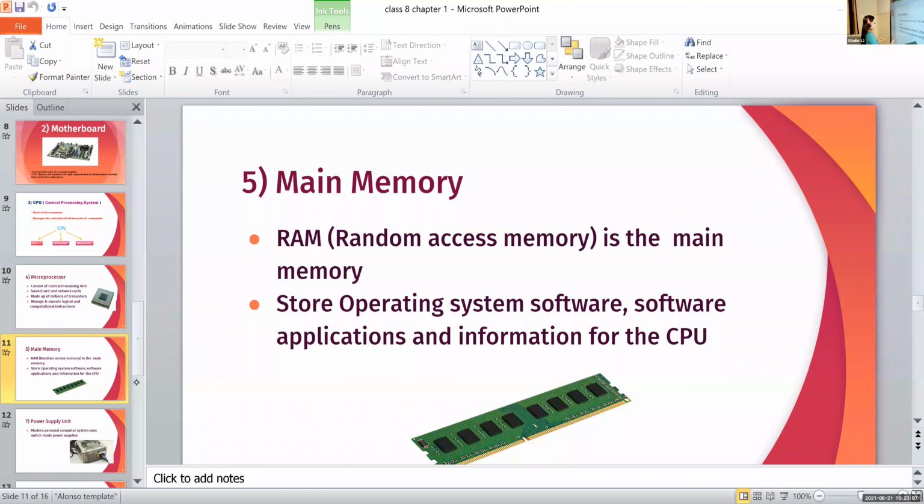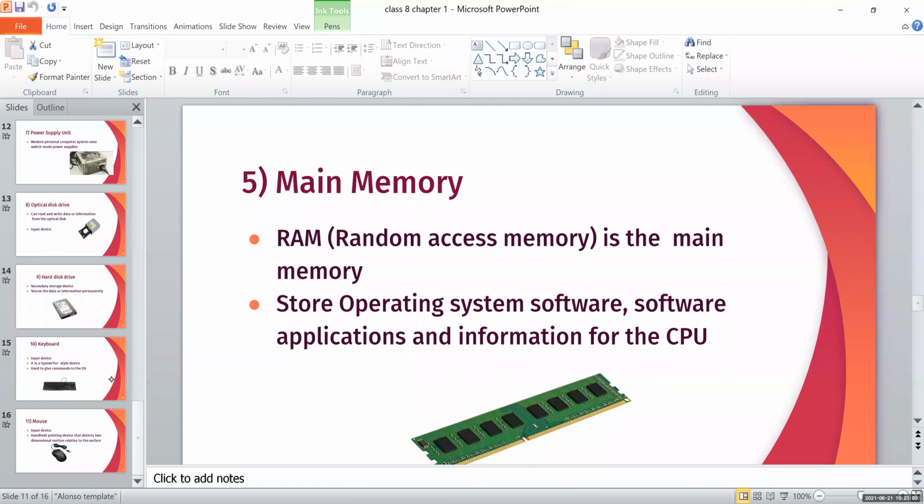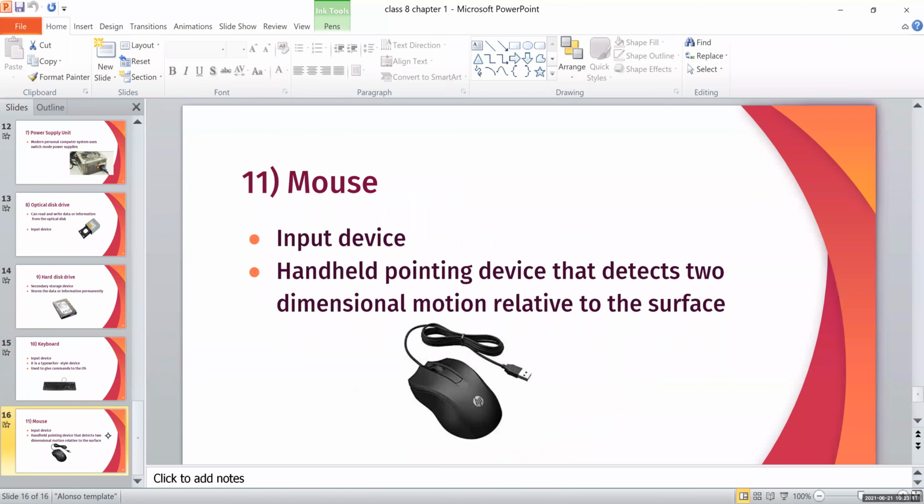Most of you are simply writing. Ma'am, but in my mouse there are 4 buttons. It is about the common mouse, my dear. Okay. Yeah.